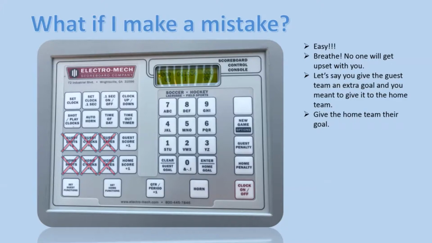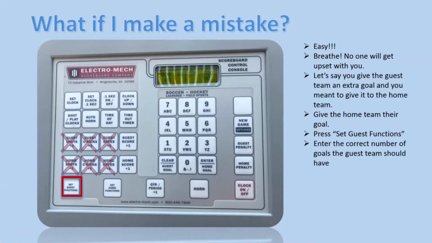Well, the first thing you should do is give the home team their goal. So go ahead and do that. Press the home score button. Then press the set guest functions button. Then you're going to enter the correct number of goals the guest team should have. So if up on the scoreboard it says 3, the guest team has 3 goals, but they really only scored 2, press the number 2, and then press enter.